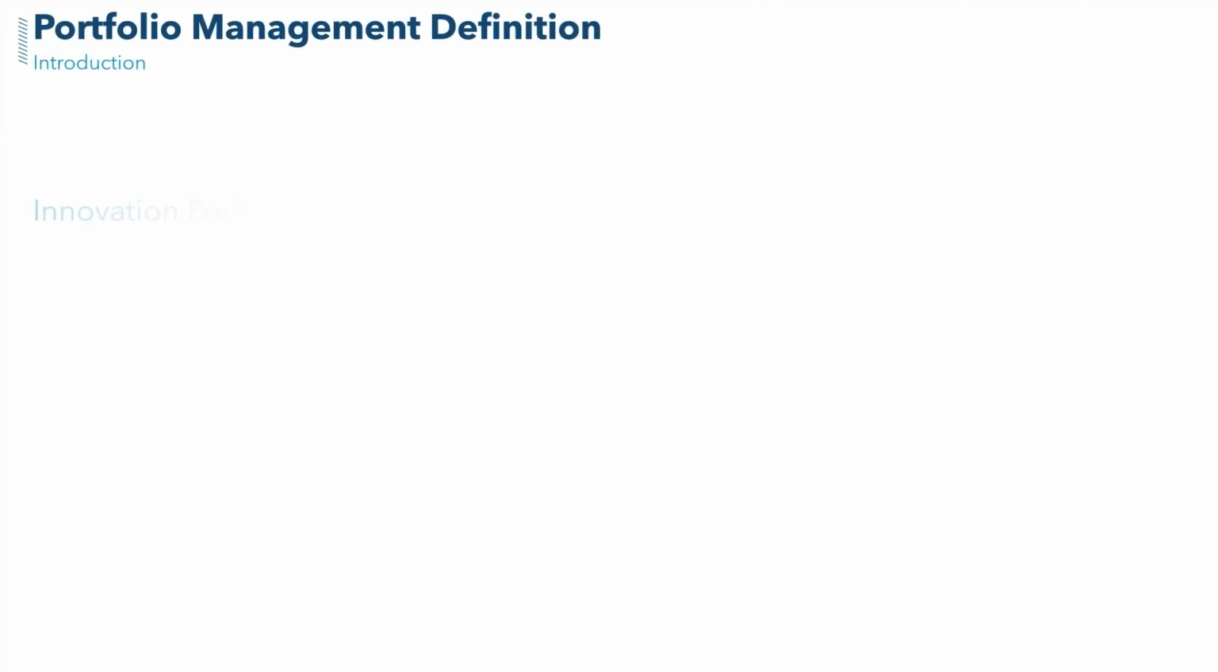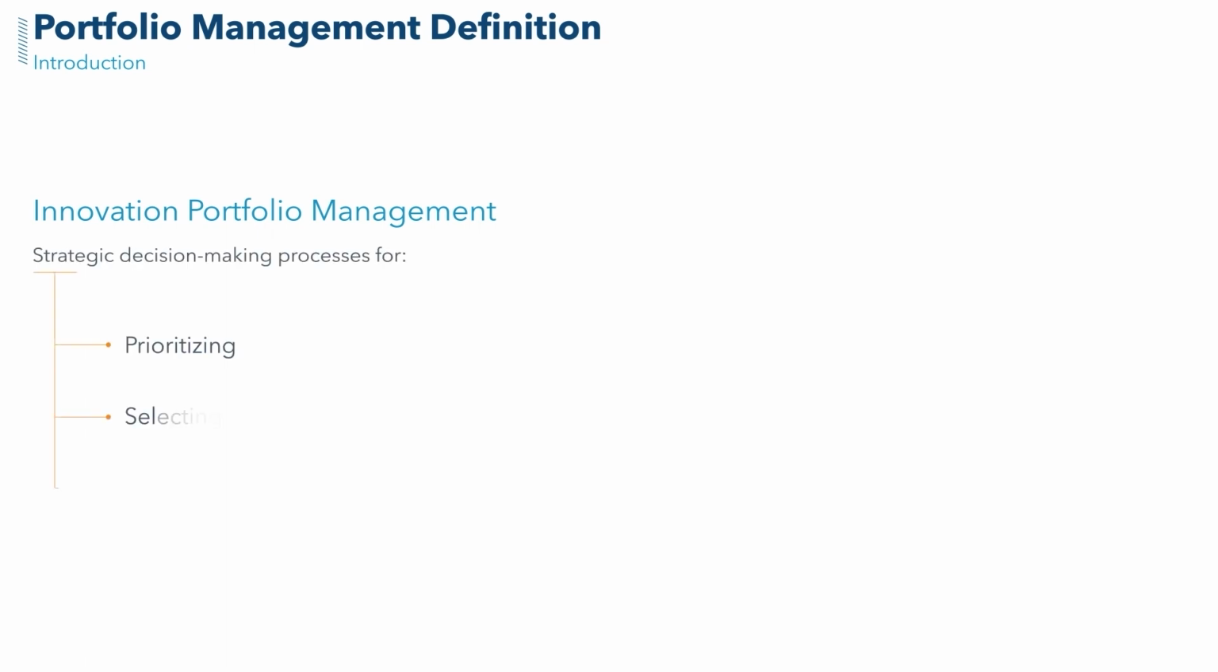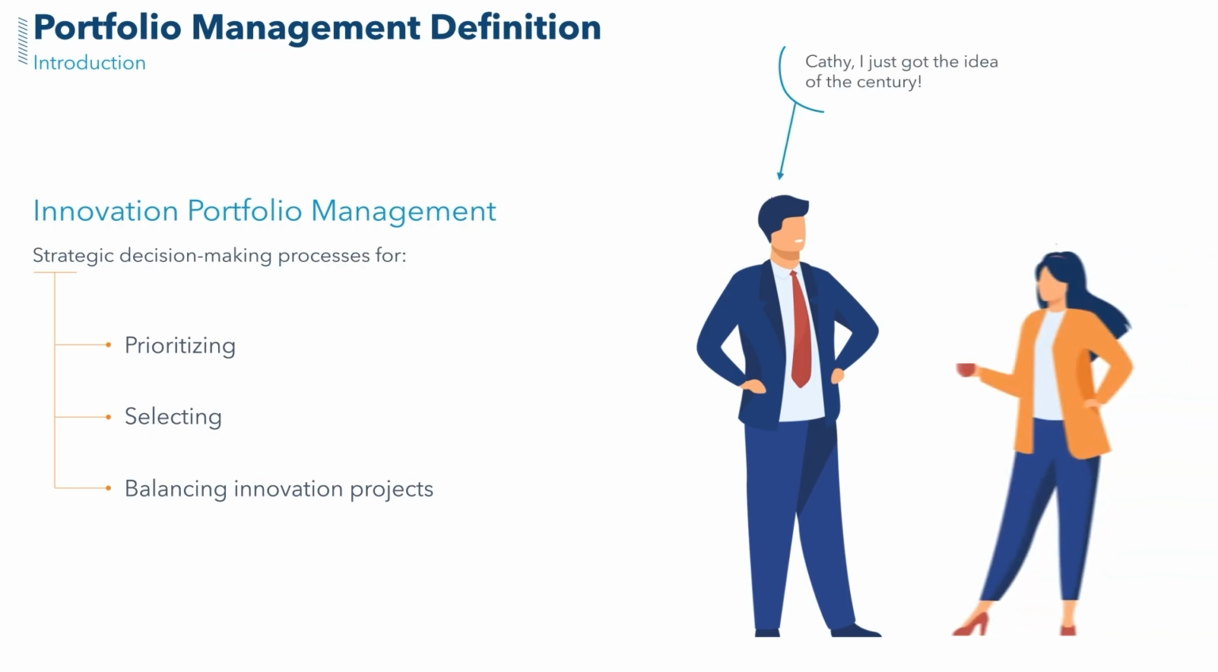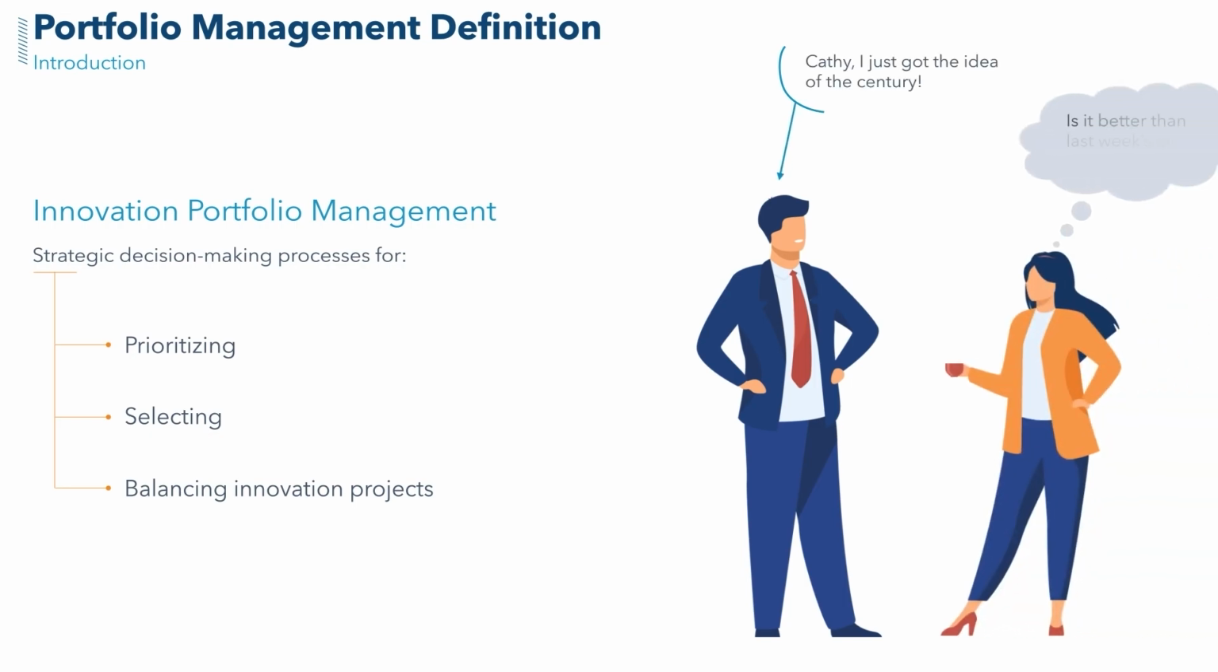The definition of innovation portfolio management is a strategic decision-making process for prioritizing, selecting, and balancing innovation projects. This tool is used to say no and kill projects. It is also a tool used to implement the innovation strategy. Without such a decision mechanism, you might be at the mercy of the next big idea of your colleague, boss, or even clients.